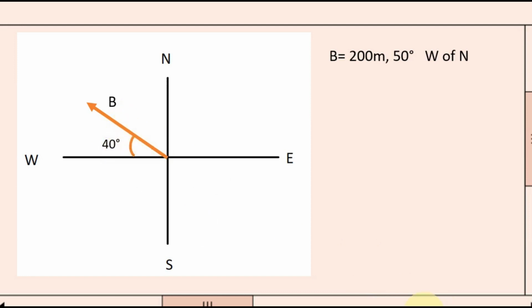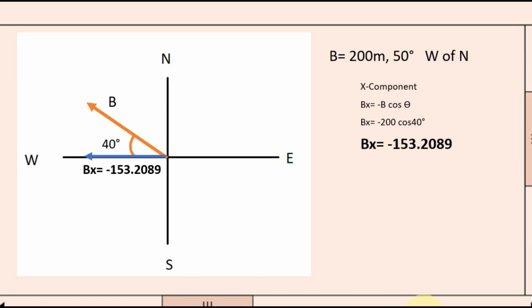Using 40 degrees as our theta now, we can compute for the x and y component of our vector B. B sub x is equivalent to negative B cosine theta. That's because the x component of vector B lies along the negative x-axis. Computing for our x component, it is equivalent to negative 153.2089.